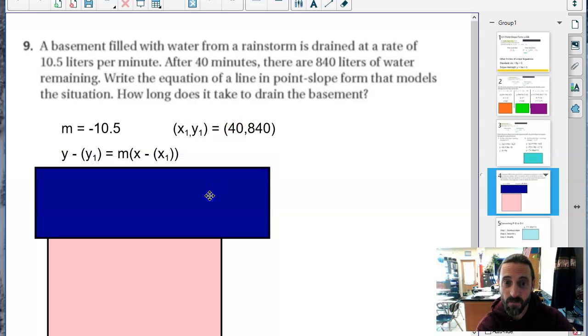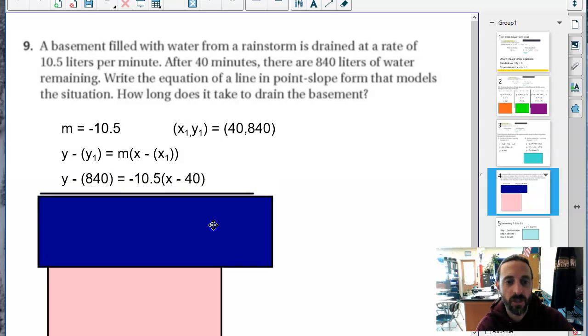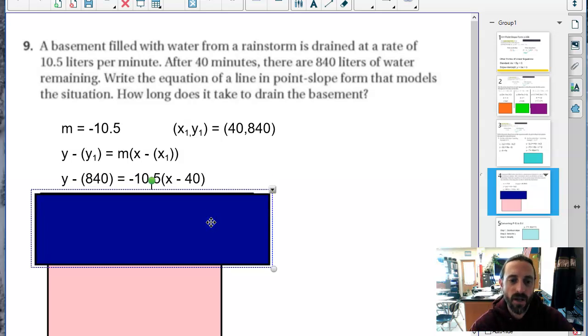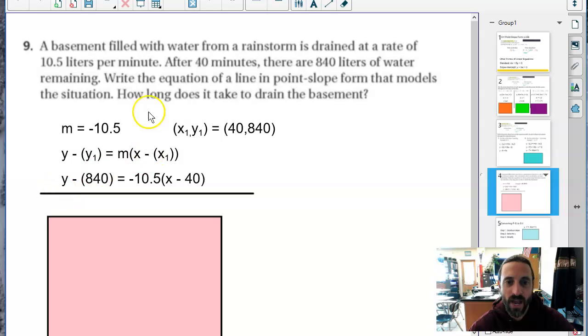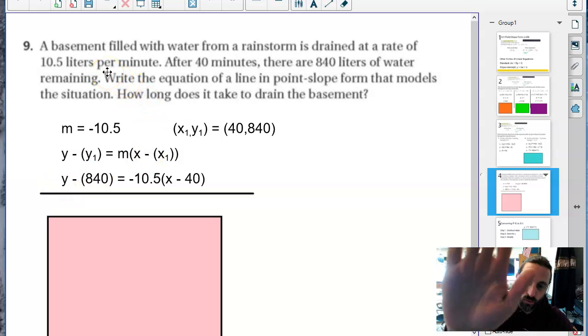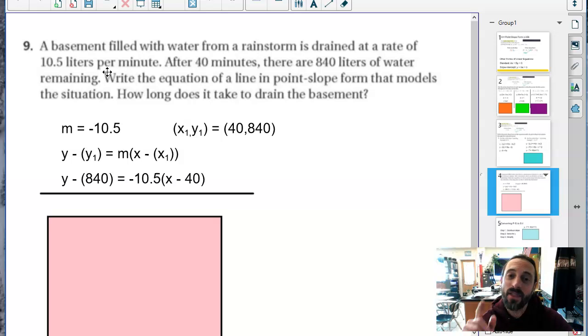Set up my form, point slope form, and substitute away. And here you go, I've got an equation built. I have completed part 1, write an equation. Way to go, us. High five. Sweet. The next part of it says, how long does it take to drain the basement?